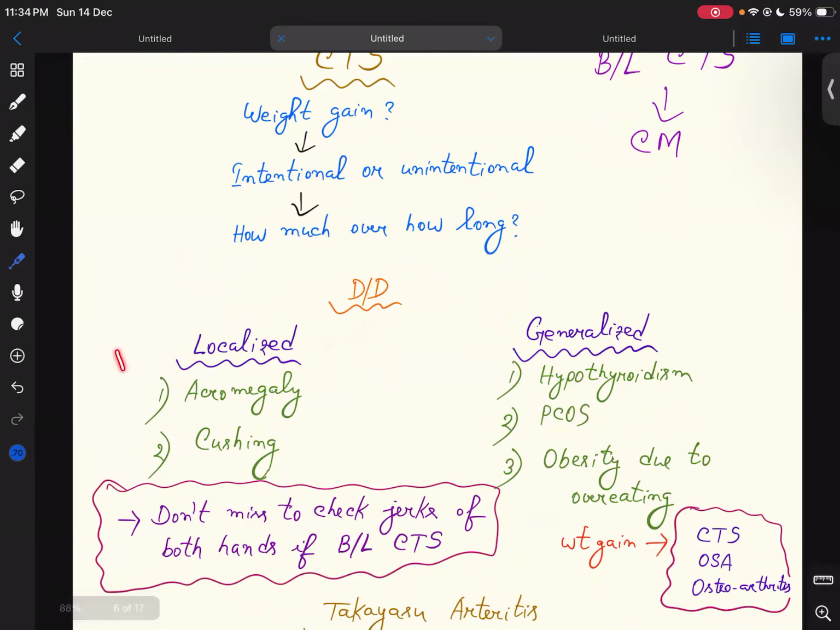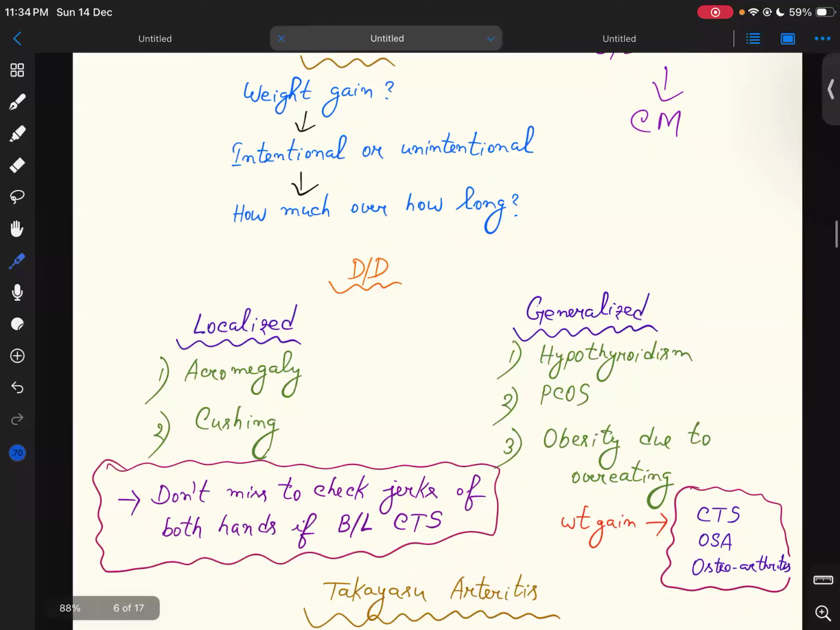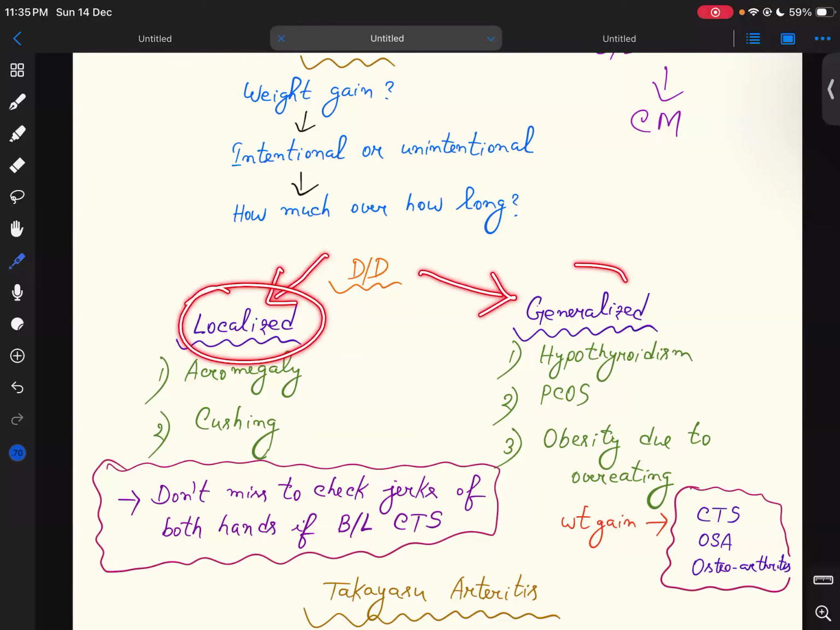If the weight gain is localized, that is mostly at the peripheral part, then it is acromegaly. If the weight gain is localized mostly to the central part, then this is Cushing disease. If the weight gain is generalized, then it will be hypothyroidism, polycystic ovarian syndrome, and obesity due to overeating. We have to just ask the patient, where have you put on the weight? Is it all over the body or to a particular body site like the hands and feet or the face, back of the neck and the tummy? In this way, we have to differentiate localized weight gain from generalized weight gain.